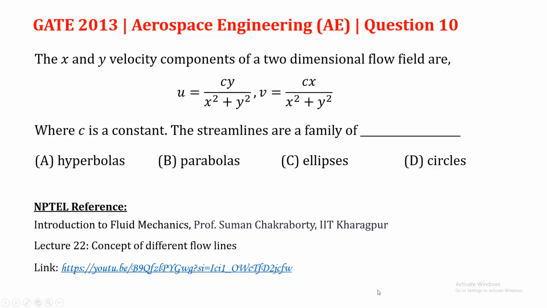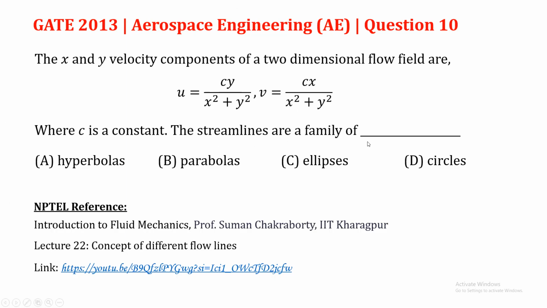Hello everyone, let's solve a problem from GATE 2013 Aerospace Engineering paper, question number 10. The question is: the x and y velocity components of a two-dimensional flow field are given as u = cy/(x² + y²), v = cx/(x² + y²), where c is a constant.